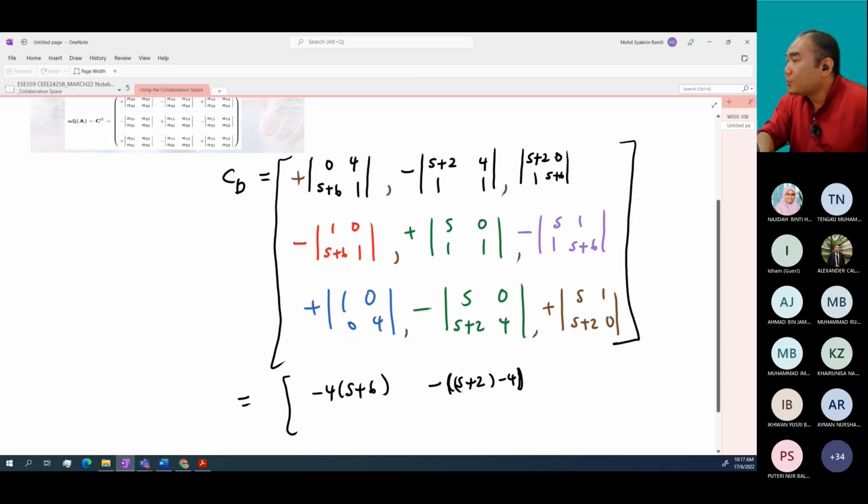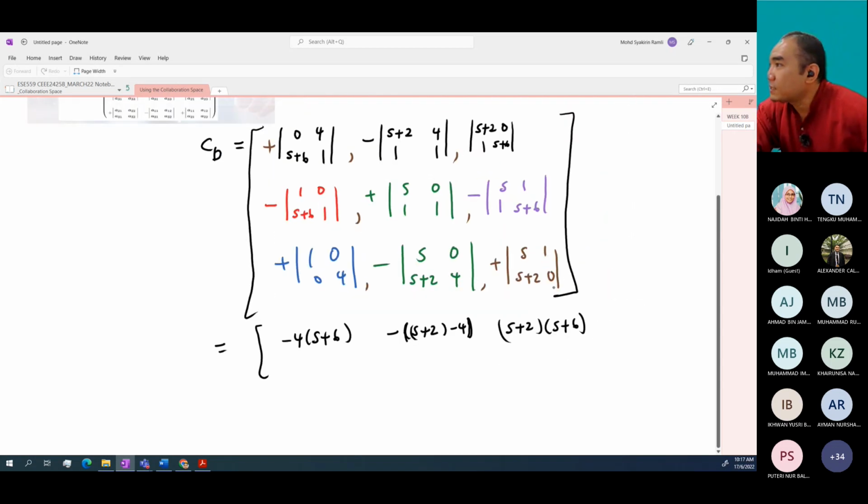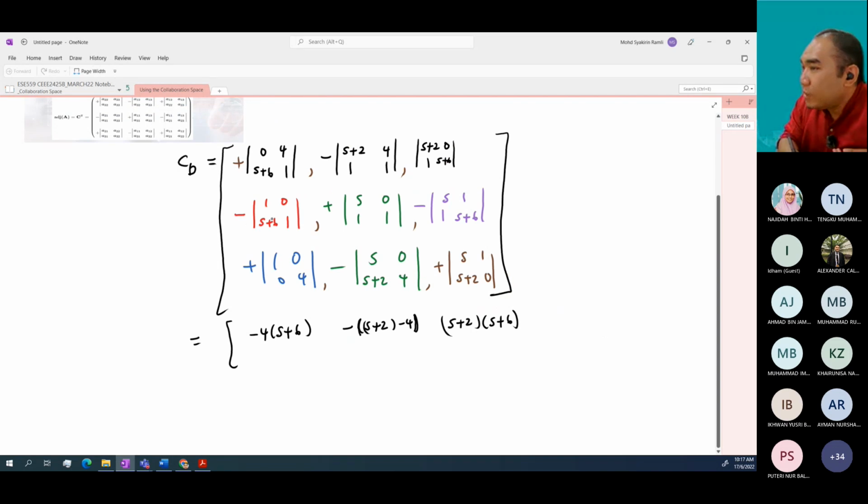Okay. What about this one? Here we can see that it simply is going to be S plus 2 times with S plus 6 minus 0. Okay. And then we do the same thing for the rest of the element. And then kamu boleh buatlah kat sini, you can dapat minus, this is going to be 1 minus 0, then minus 1. And here is going to be S minus 0, is simply S. And here is going to be minus S plus 6 minus 1.